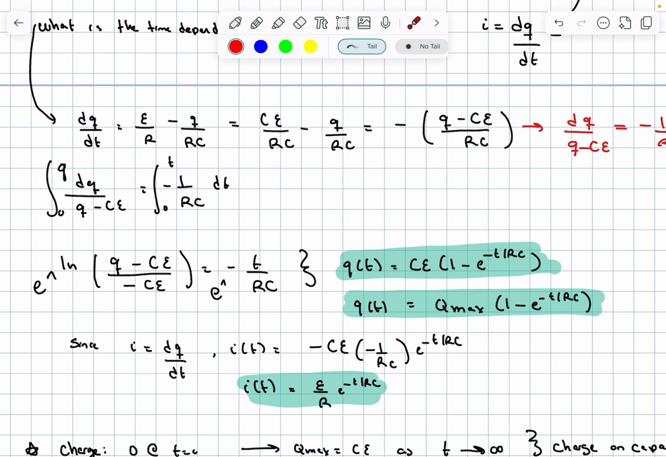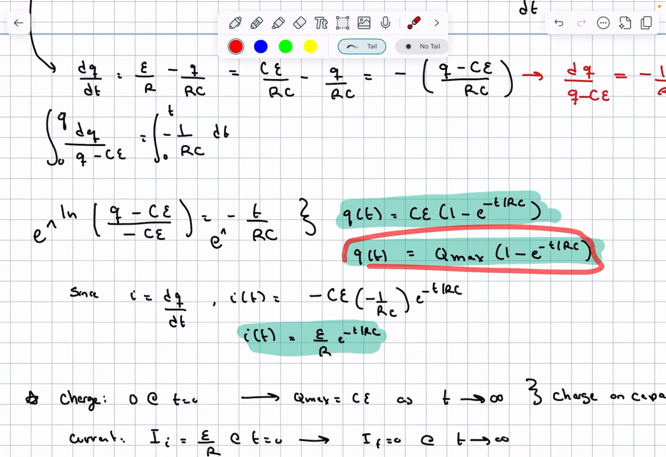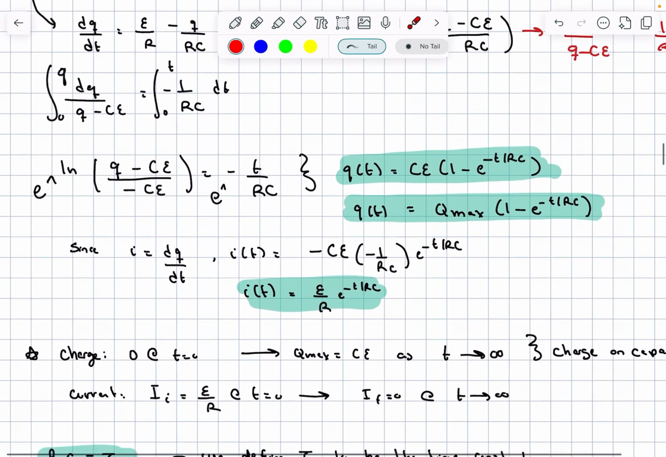And we also know that I is equal to dq over dt. So then all we have to do is take the time derivative of this and we figure out what the current is at any moment in time. So at any moment in time t, the current flowing through our system is equal to this.